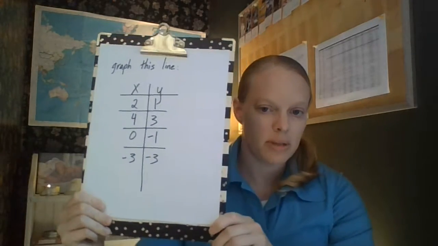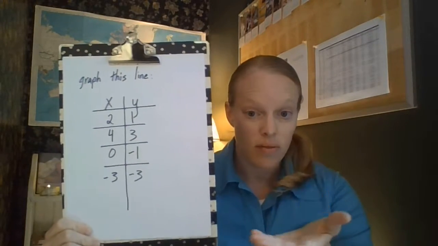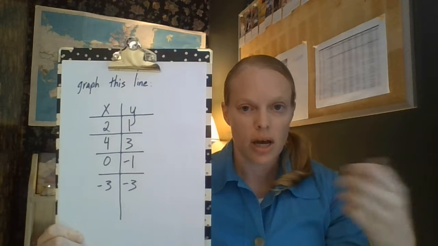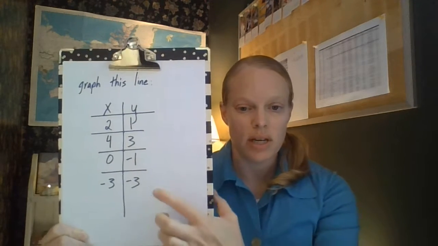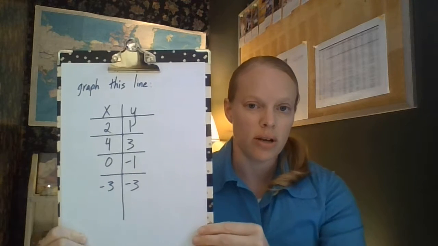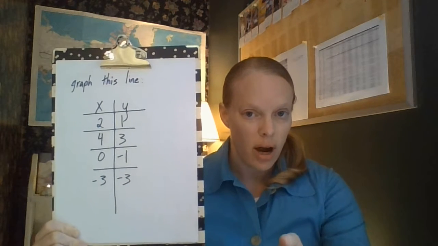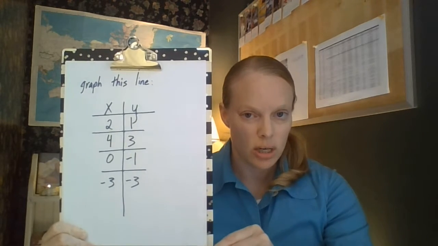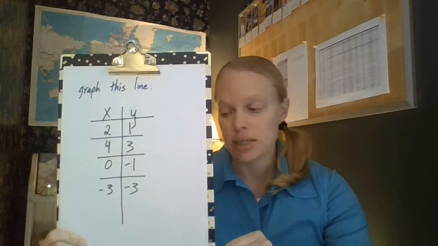All right, so you'll be given something like this sometimes. And it'll say, graph this line. And it doesn't look like a line, it just looks like a bunch of numbers. So what we have to do is take this information and put it onto a coordinate graph. And then we're going to make a line with this information. And you'll see what I mean in just a second.